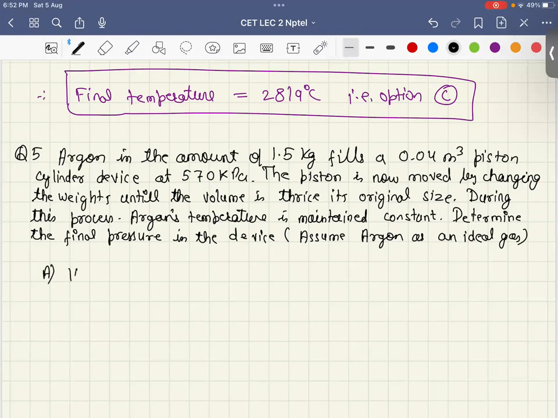The options are: option A is 167.67 kPa. Option B is 250 kPa. Option C is 190 kPa. And option D is insufficient information.